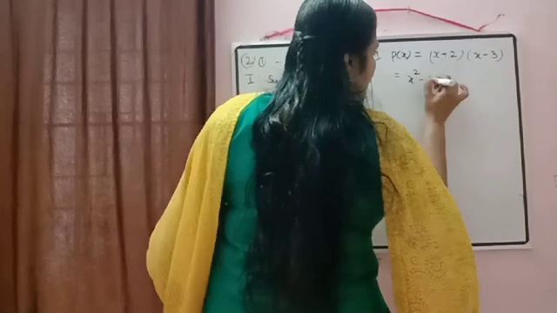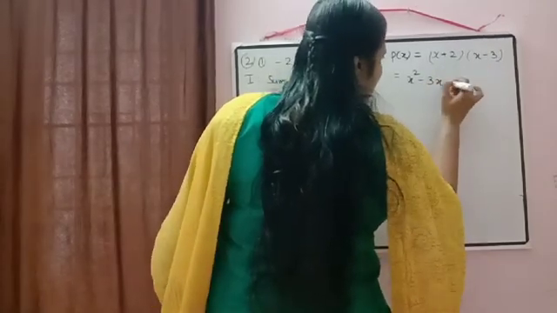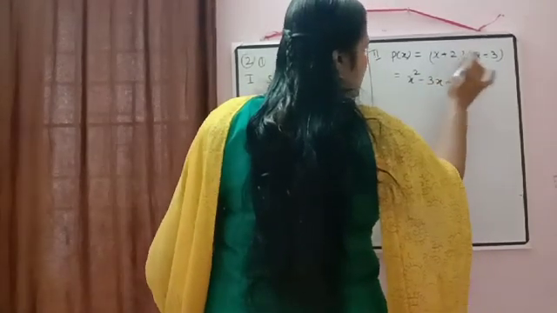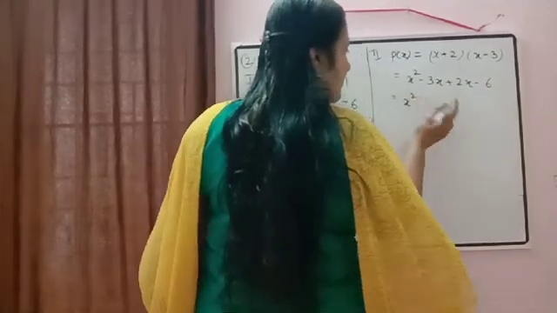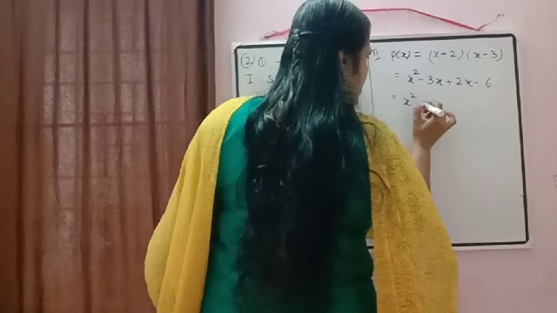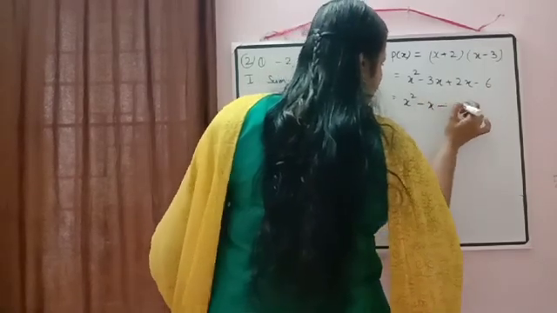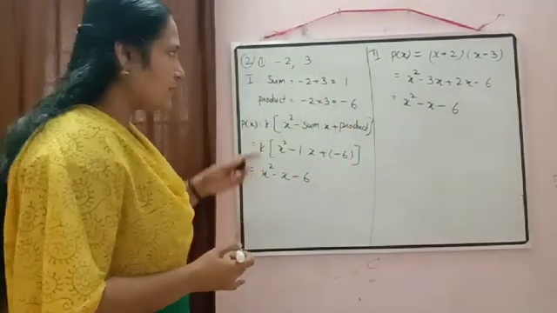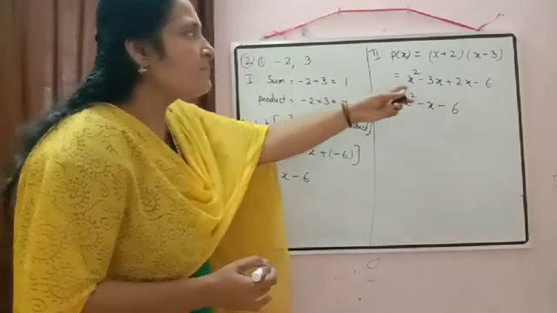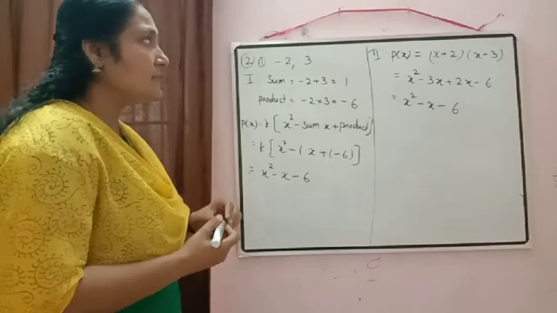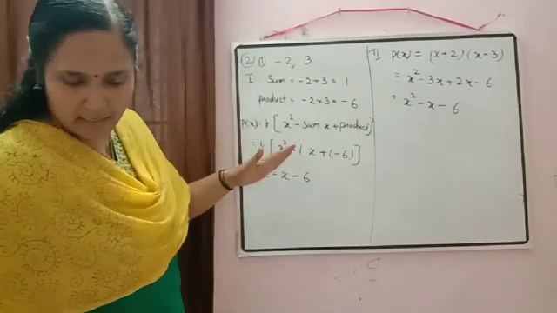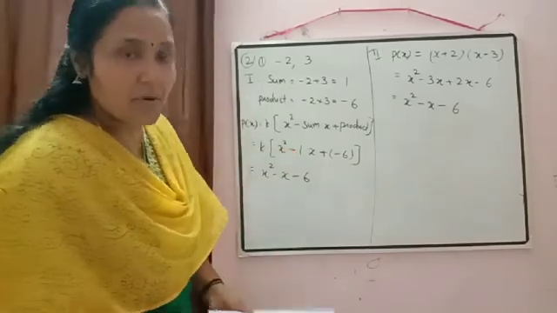X into minus 3, minus 3x. 2 into x will be equal to plus 2x. 2 into minus 3, minus 6. Now this one you can simplify. Minus 3x plus 2x will be equal to minus x minus 6. So either you can use this method or this one. Which one is easy for you, that you can do. Okay. So this is the case when zeros are given, sum and product not given.